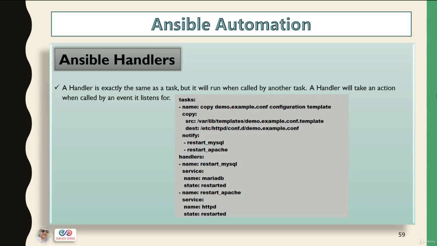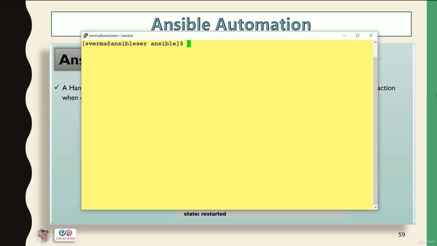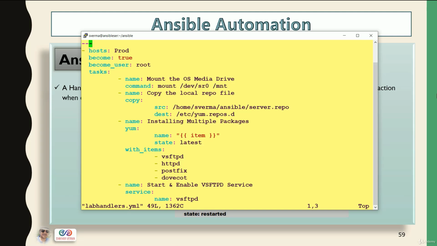In this lecture, I'm going to show you how we can use the Ansible handlers in a playbook. I had already created one playbook. Let me show you. It's a very simple playbook, and this playbook is running for the prod group, and first it is trying to mount the OS media drive, copy the local repo file, and here you can see it is trying to install multiple packages, and here I have used the yum module for the installation of packages.